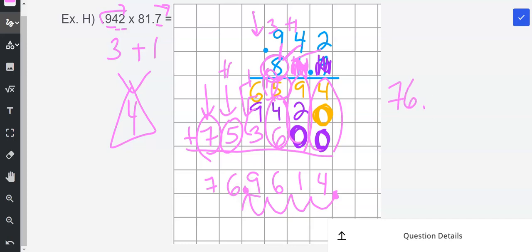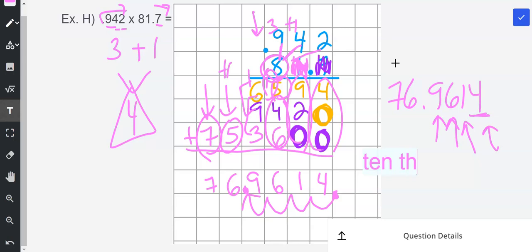So 76.9614. Or if I want to say it formally, I need to count to this place. So tenths, hundredths, thousandths, 10,000ths. Let me type that. That's the 10,000ths place. So I would read this 76 and 9,614 10,000ths.